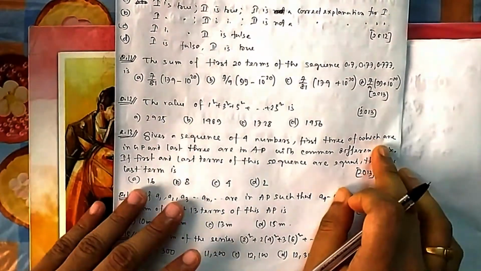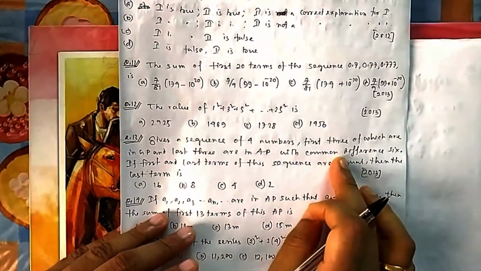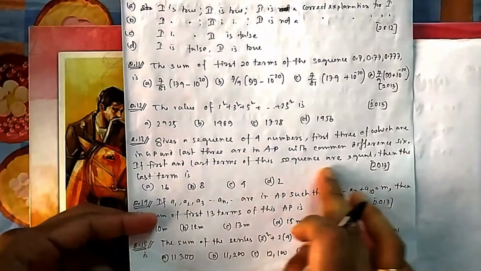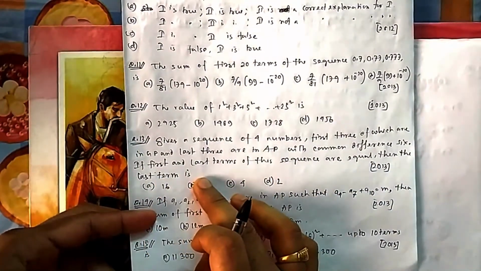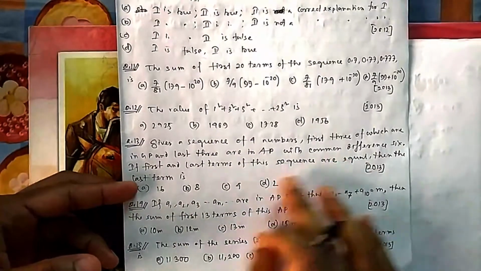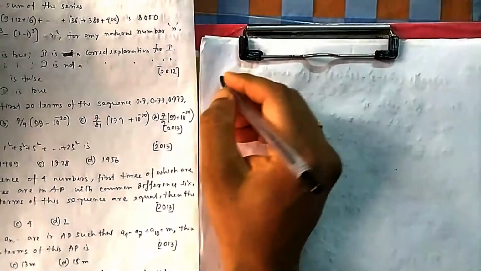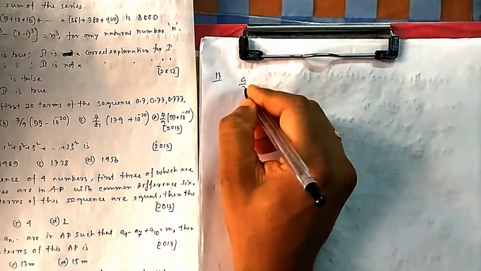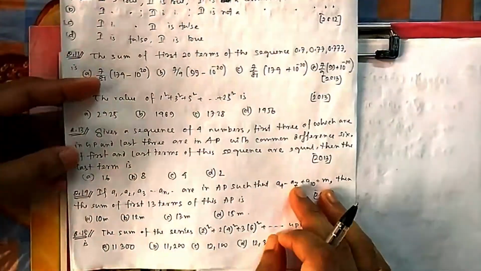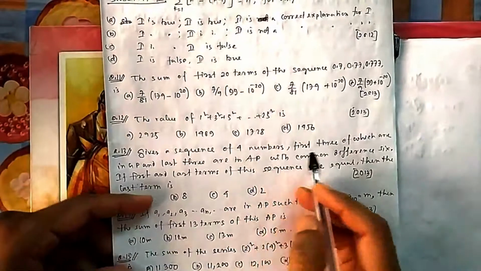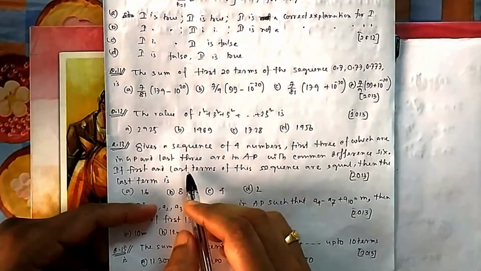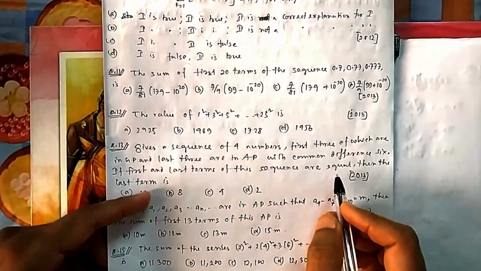Next is number 13. In a sequence of 4 numbers, the first 3 of which are in GP and the last 3 are in AP, the common difference is 6, and the first and last terms of the sequence are equal. Then the last term is? You can take, anyway, the first 3 terms are in GP. So if I take the first 3 terms in GP as A by R, A and AR, suppose I have taken it in this way. In any way you can take A, AR, AR square also, no issue. So I have taken it in this way. Then the last 3 terms are in AP with a common difference of 6.